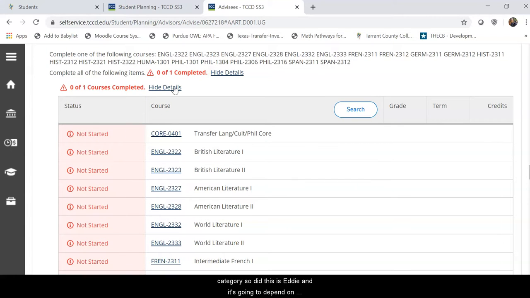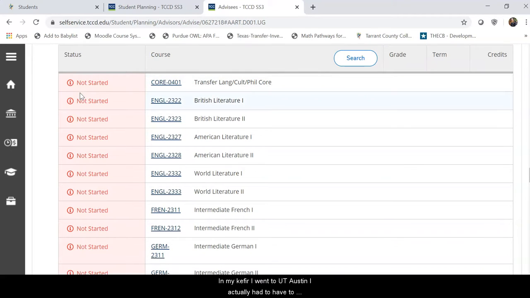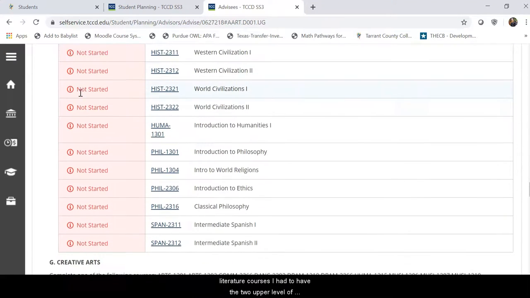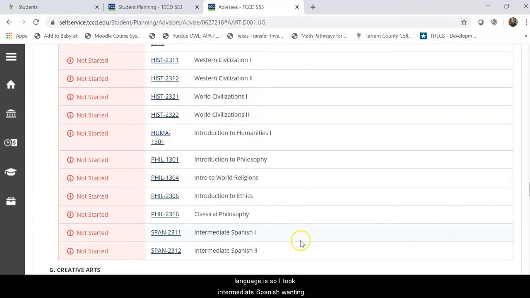So this is going to depend on where you're going, because for our purposes, we only need one course. But in my case, where I went to UT Austin, I actually had to have 2 literature courses. I had to have the 2 upper level languages. So I took Intermediate Spanish 1 and 2. Actually started with Intermediate Spanish 1. And that was quite a big jump from the high school version of it, because they don't review. And then I also had to have a philosophy course.